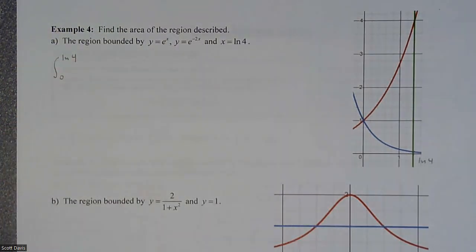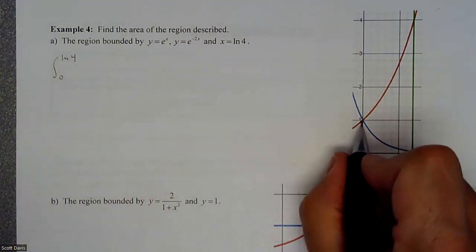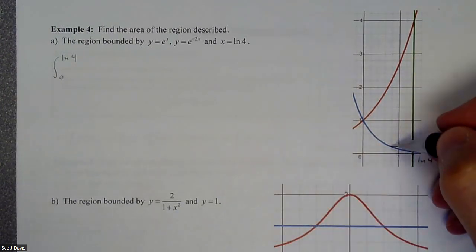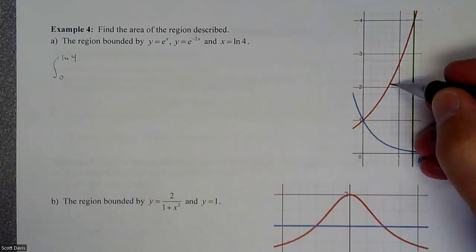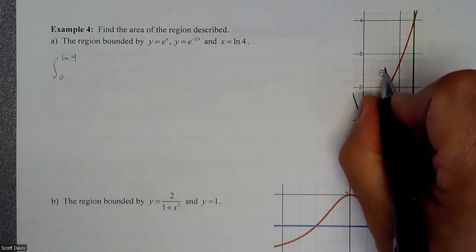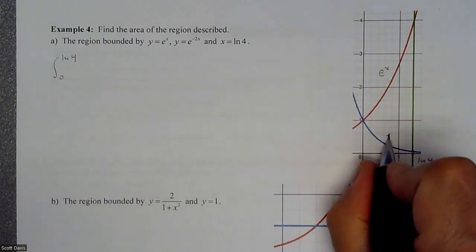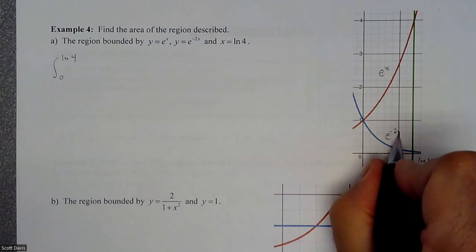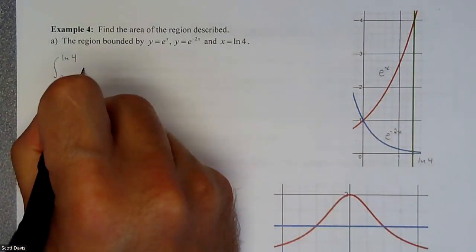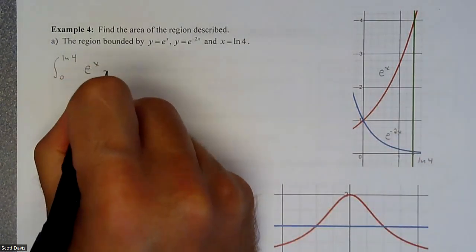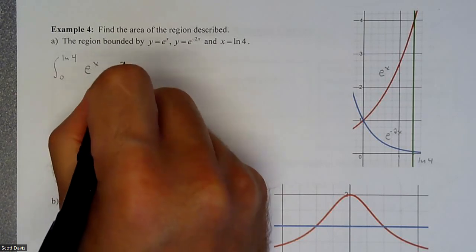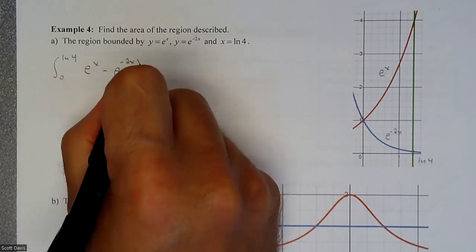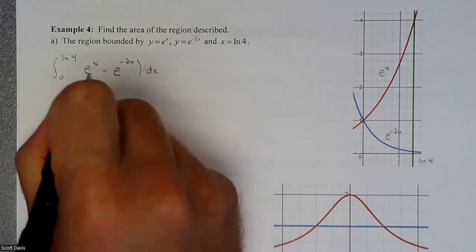Okay. And then we're going to take the top equation minus the bottom equation. So the top equation is your e to the x, and then this is our exponential decay, which is e to the negative 2x. So top equation minus bottom equation. And this is the math we're about to do.